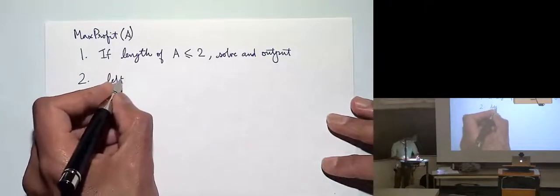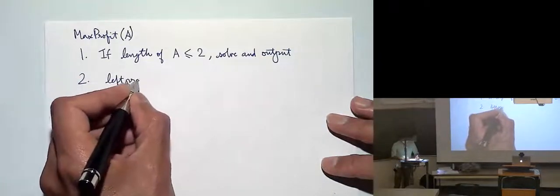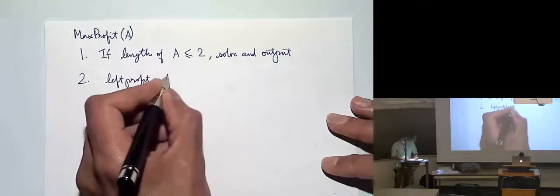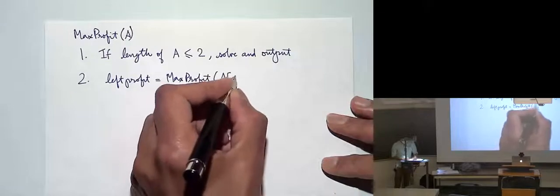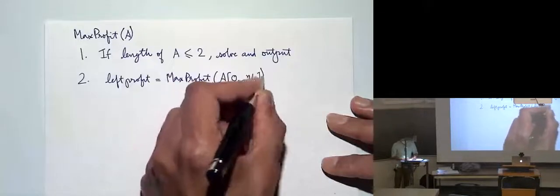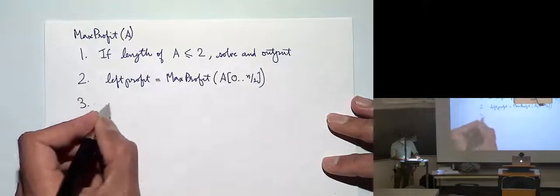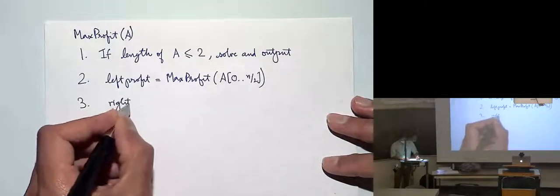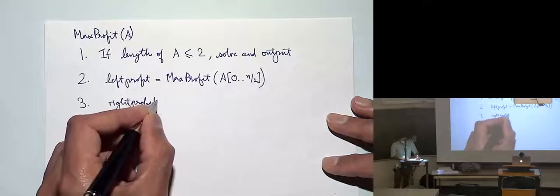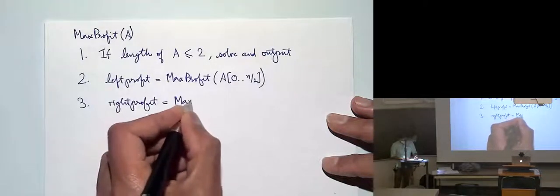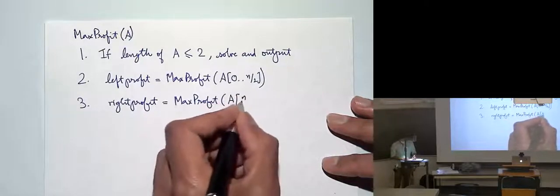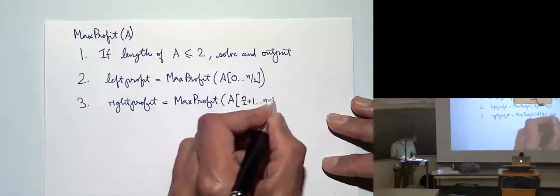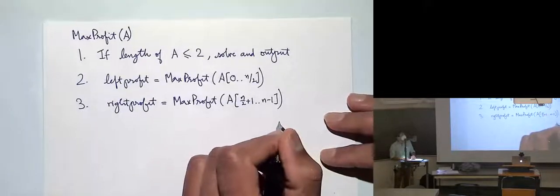Otherwise, what I'll say is that the left profit is equal to the max profit of A from 0 to n over 2. The right profit is the max profit of A going from n over 2 plus 1 to n minus 1.